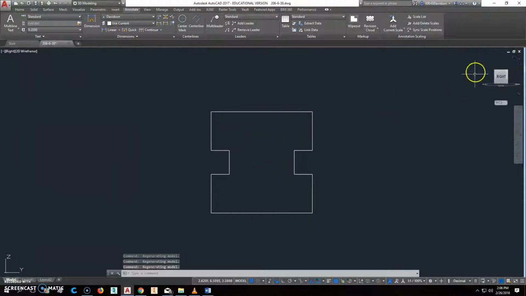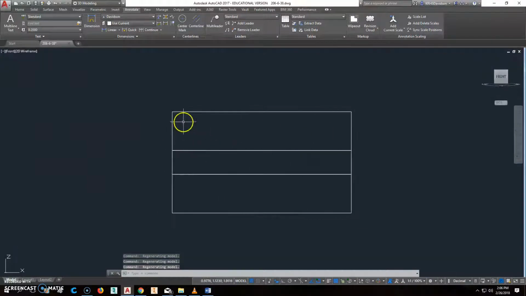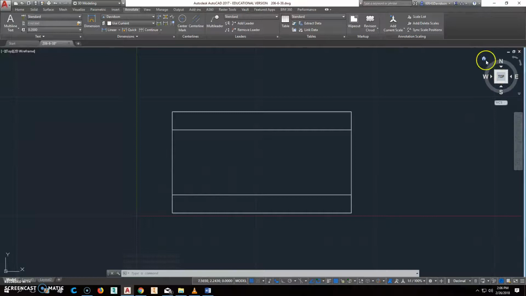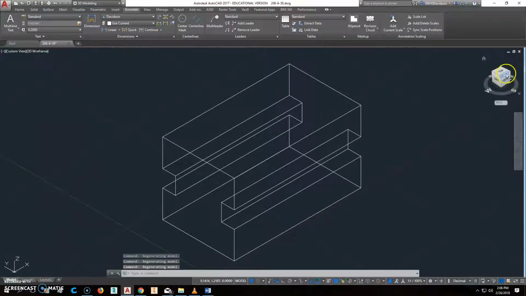We want the small one on the right because the length of the part is parallel to the length of the page. And that's so we're looking at the long side for our front view and top view. Those are the long sides, and we want them positioned in that way. So this is what we're looking at.